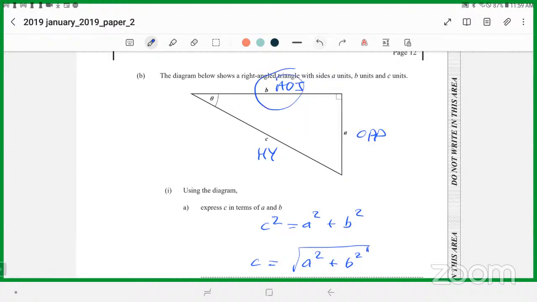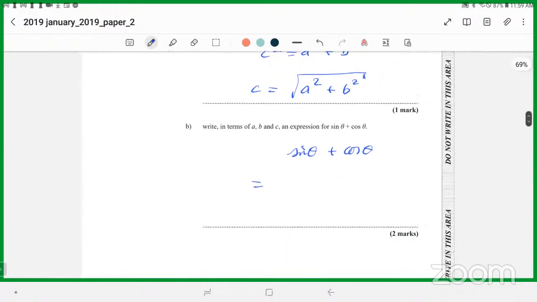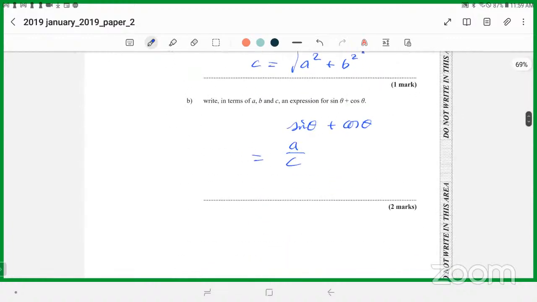So it becomes A over C plus B over C. That's it. A over C plus B over C. Now, because they have the same denominator, we can consolidate and write it as A plus B all over C. All right? That's good. If you leave this or you leave that, they'll give you the marks.